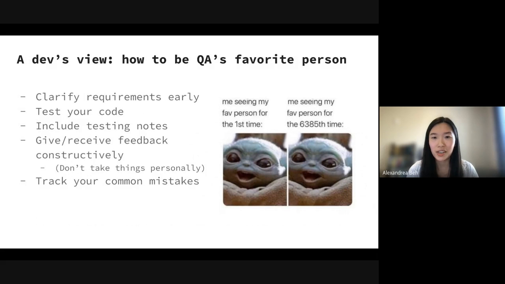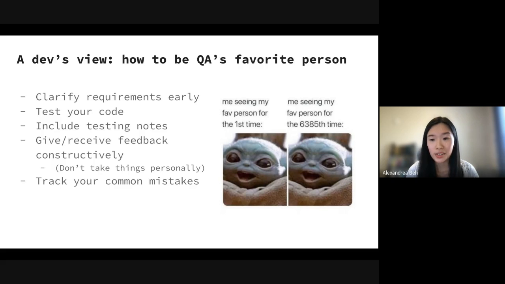And so I put together a list of, from a developer's point of view, how to be QA's favorite person if you end up working with someone who is in a dedicated QA role. And the first thing is make sure you both understand the requirements. There have been quite a few times where I send something to be tested and what I hear back is, this doesn't work, or this is a bug. But we disagree on what counts as a bug because our understandings of the requirements were different.